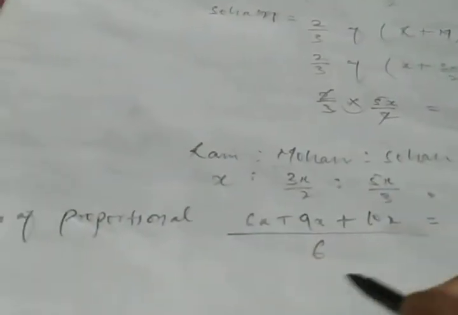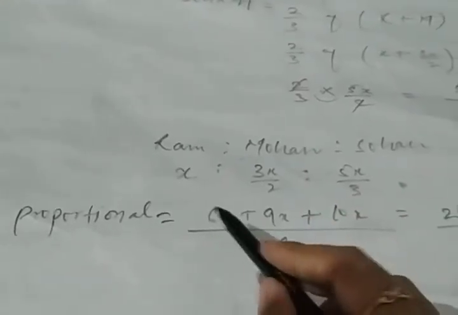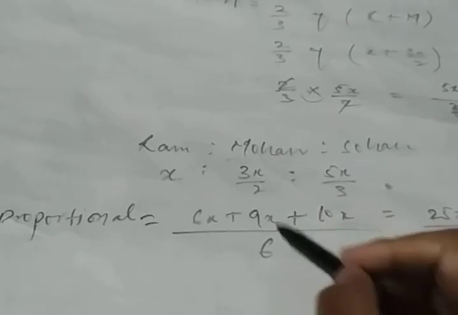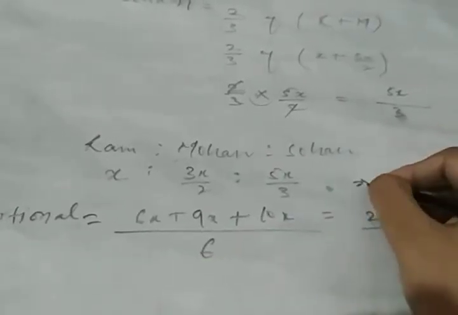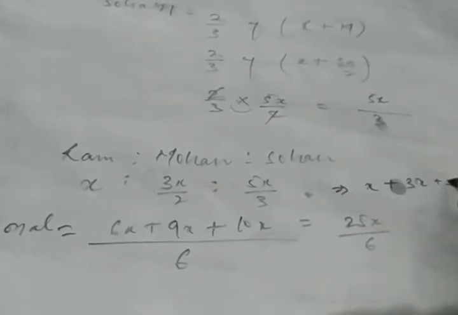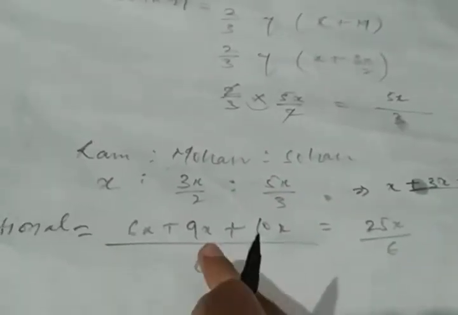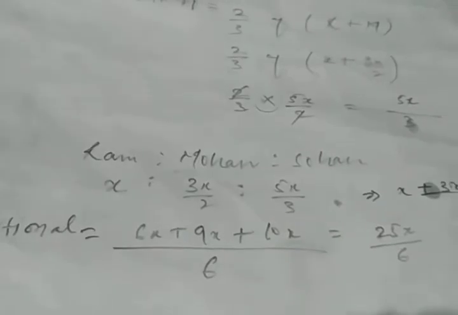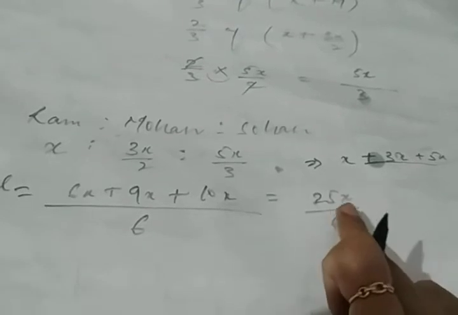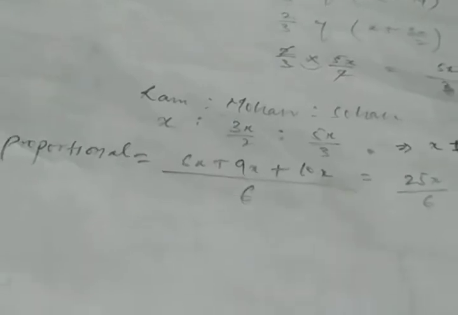We solve the sum of the proportional parts. We write it in this form: x + 3x/2 + 5x/3. We take the LCM of 2 and 3, which is 6, and we solve this part. The answer will be 25x/6. That is the sum of the proportional ratios of Ram, Mohan and Sohan.